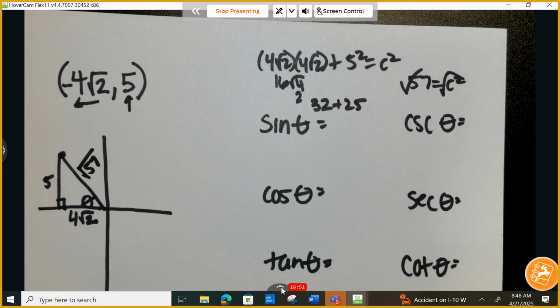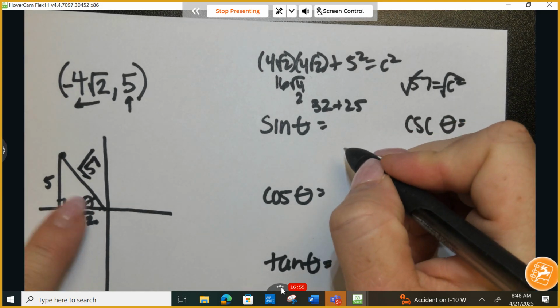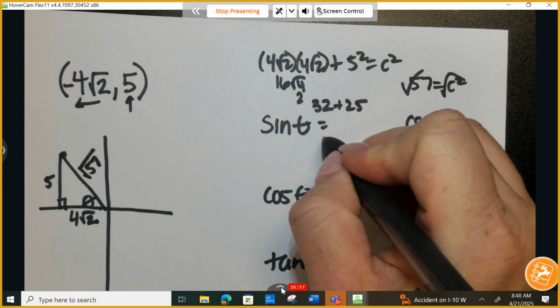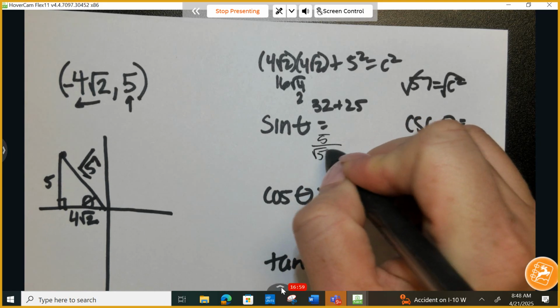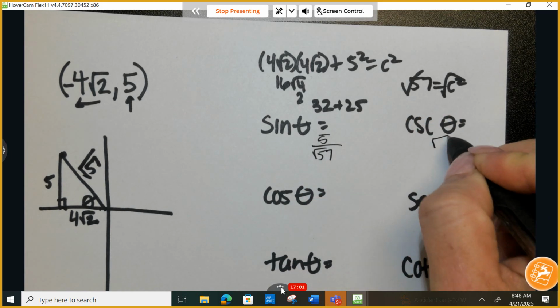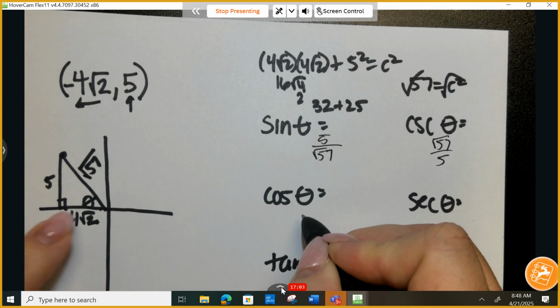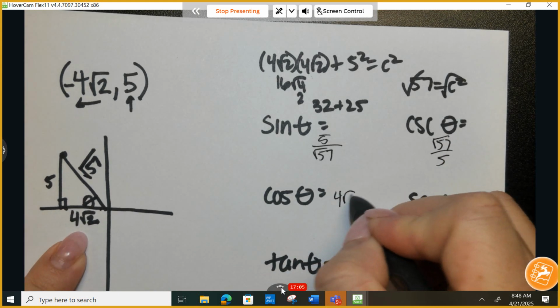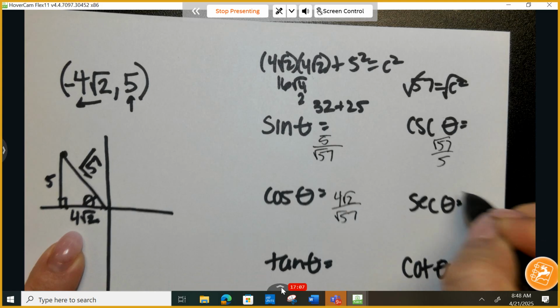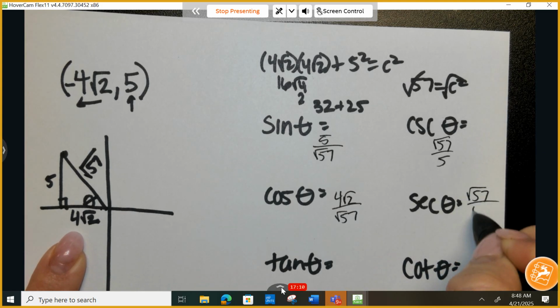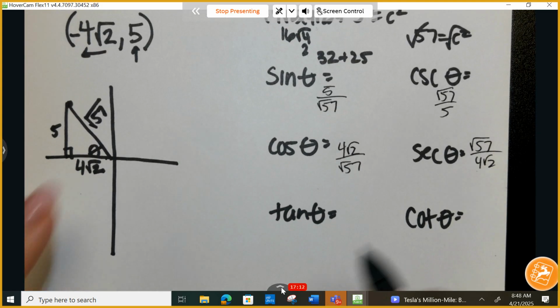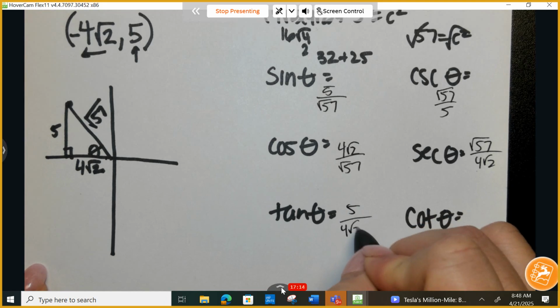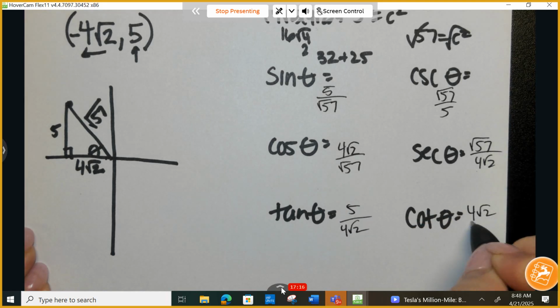I'm going to grab a different marker. So sine is opposite over hypotenuse. So 5 over the square root of 57, and then I'm going to flip it. Square root of 57 over 5. Cosine is going to be adjacent, 4 square roots of 2 over the square root of 57, and then I'm going to flip it. Tangent is going to be opposite over adjacent, and then I'm going to flip it.